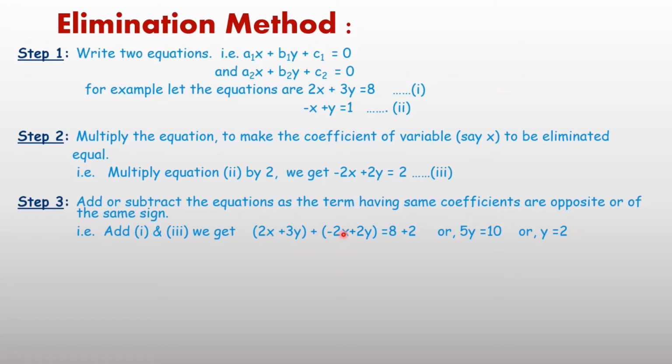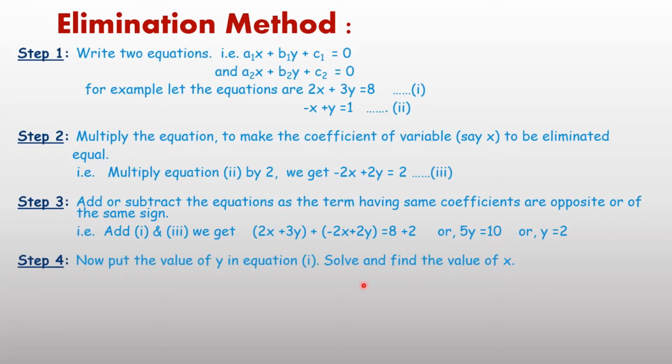2x minus 2x cancel out, 0, and 3y plus 2y, 5y. 5y equal to 10 or y equal to 2. In step third, you are getting the value of one variable, here y.